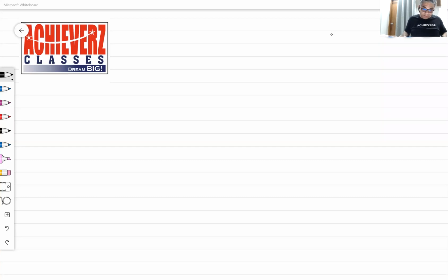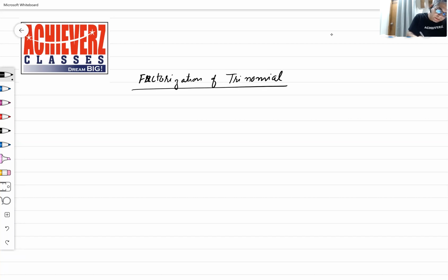Hello. So we were doing factorization. Actually, the last thing in factorization is left only. For the rest of the things you have done it. Factorization of trinomial. A trinomial is like ax square plus bx plus c, right?